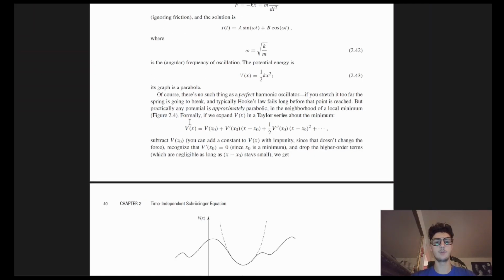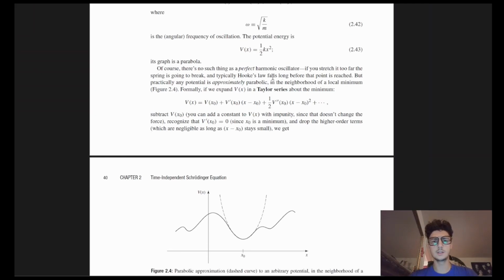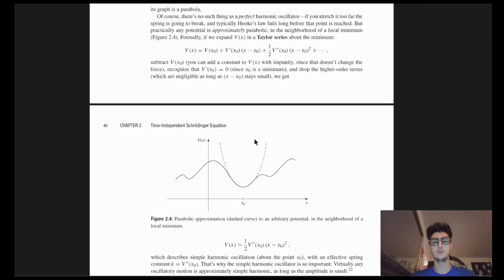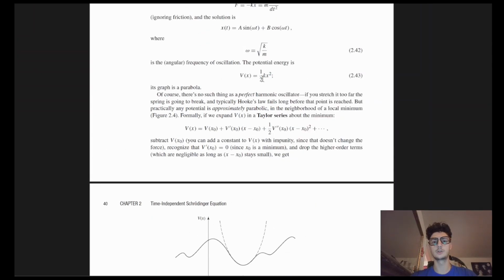It is a parabola. Of course, there's no such thing as a perfect harmonic oscillator. If you stretch it too far, the spring is going to break, and typically Hooke's law fails long before that point is reached. But practically, any potential is approximately parabolic in the neighborhood of a local minimum, figure 2.4. So right here, the local minimum can be approximated by the harmonic oscillator potential, which is right here, proportional to x squared, a parabola, in the neighborhood of the local minimum, okay?